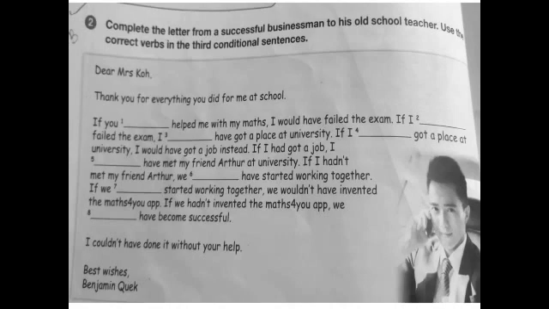If had is there, the next part would have is there, and it depends on the situation. The negative sentence can be there too: if you hadn't helped, we wouldn't have. All these things happened, and I couldn't have done it without your help. Best wishes, Benjamin Quick. So this is all about exercise number 2, and that's it. I hope things are clear, and thank you.